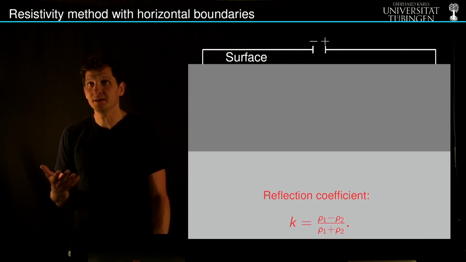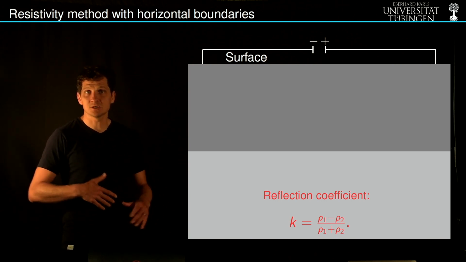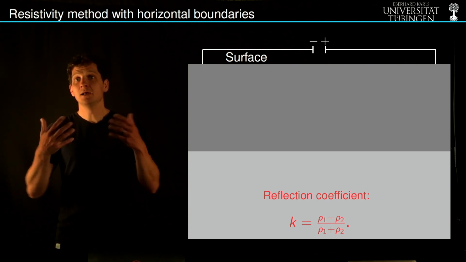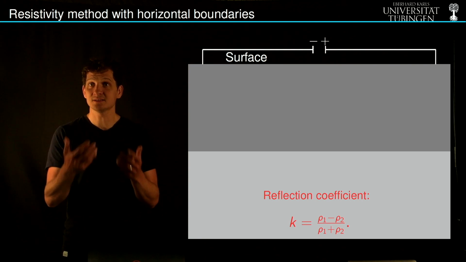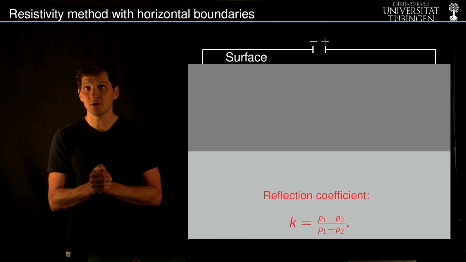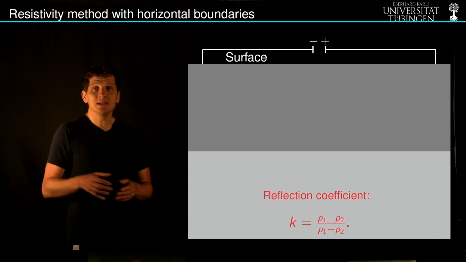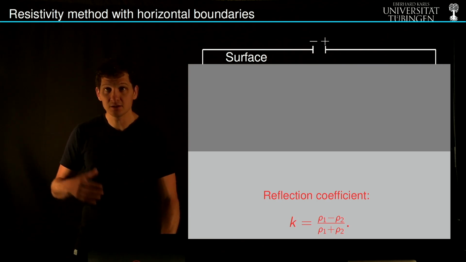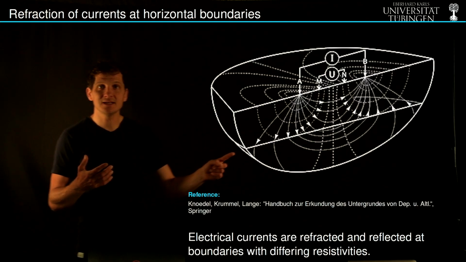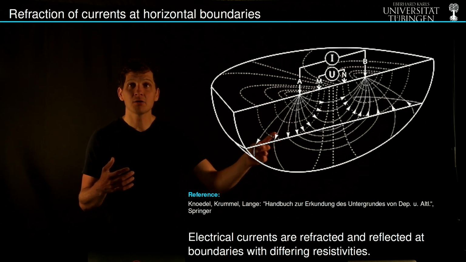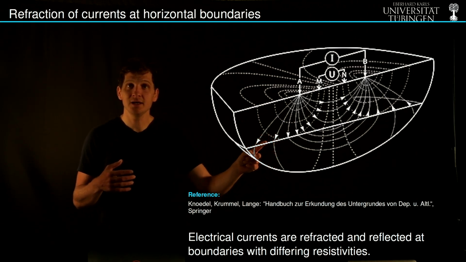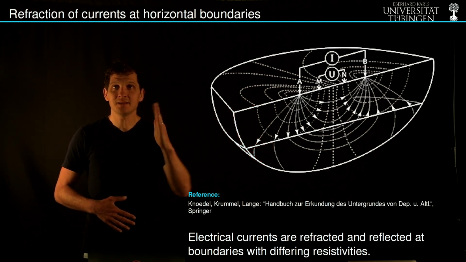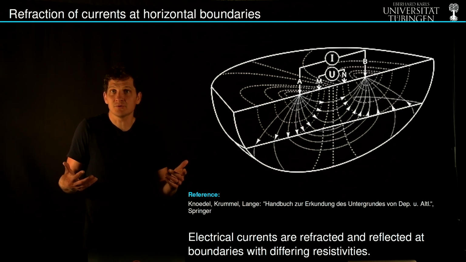If you do the analysis more carefully, you can derive such a reflection coefficient. And this reflection coefficient is between 0 and 1. It will be larger if the resistivity contrast is large, and it will be smaller if the resistivity contrast is small. So what does this lead to? How does it change our flow pattern of the currents? The key takeaway here is that the current flow patterns are refracted at the boundaries. Because the horizontal component changes, there is a refraction, and the angle of the refraction depends on the resistivity contrast.